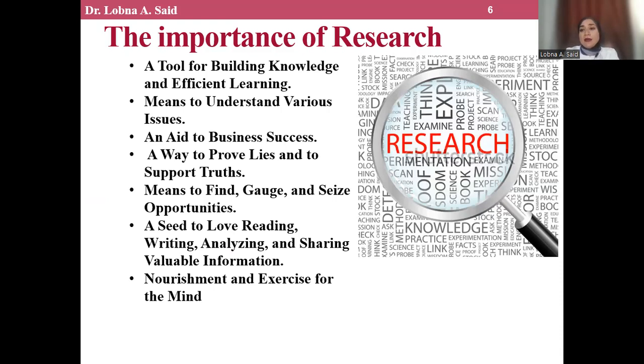It's a means to understand various issues. Many issues can be understood by research: collect data, interpret the data, analyze the data, evaluate the data. So research provides a way to understand lots of issues.